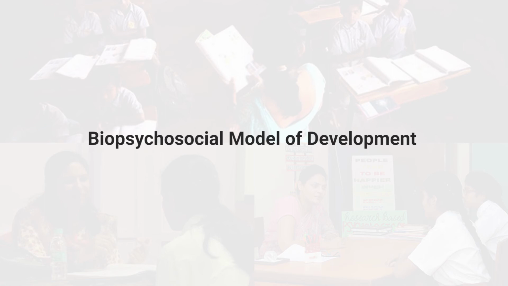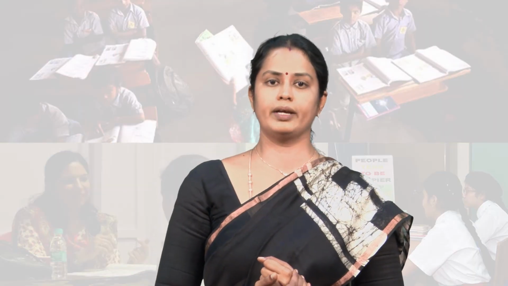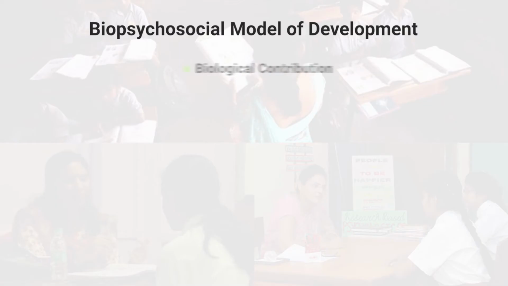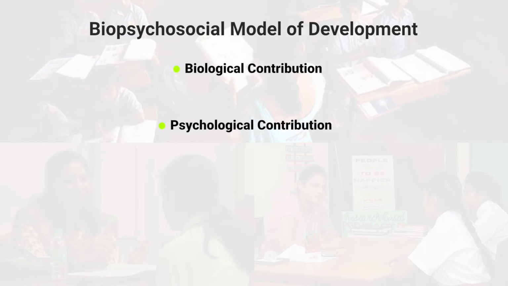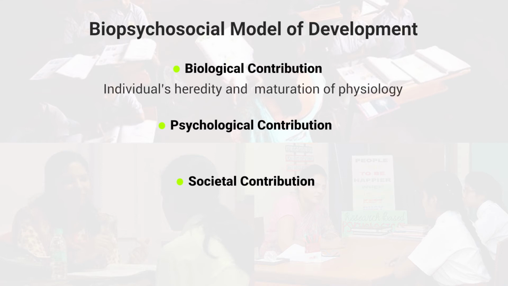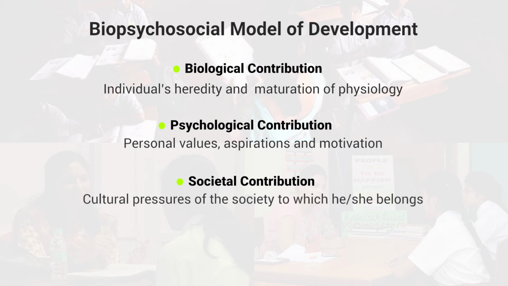Now let us see about the biopsychosocial model of development. Havighurst used the biopsychosocial model to explain the sources that impact the task of each stage. The three major sources are biological contribution, psychological contribution, and societal contribution. An individual's heredity and maturation of physiology is what we call biological contribution. The personal values, aspirations, and motivations encompass psychological contribution, and the cultural pressures of the society to which he or she belongs become the societal contribution.